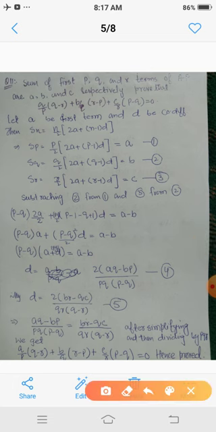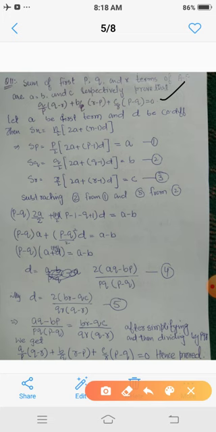Now question number 11: if the sums of the first p, q and r terms of an AP are A, B, C respectively, we have to prove that A/p (q - r) + B/q (r - p) + C/r (p - q) equals 0. We have to prove this one.